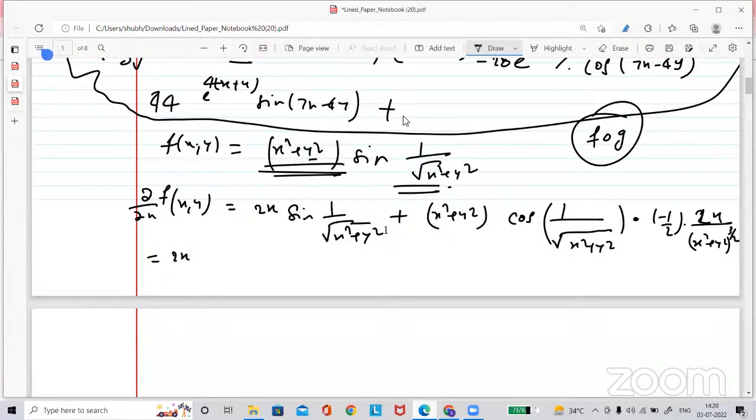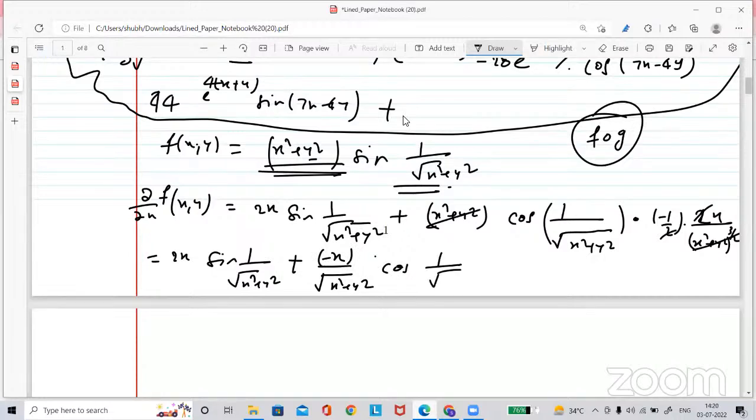So this is 2x sine of x square plus y square, plus, here this is going to cancel out with 1. So it is going to be 1 upon root over x square plus y square. And this is going to be 2. Here the 2 is going to be cancelled, and x will also come here. It is minus x times cos root over x square.